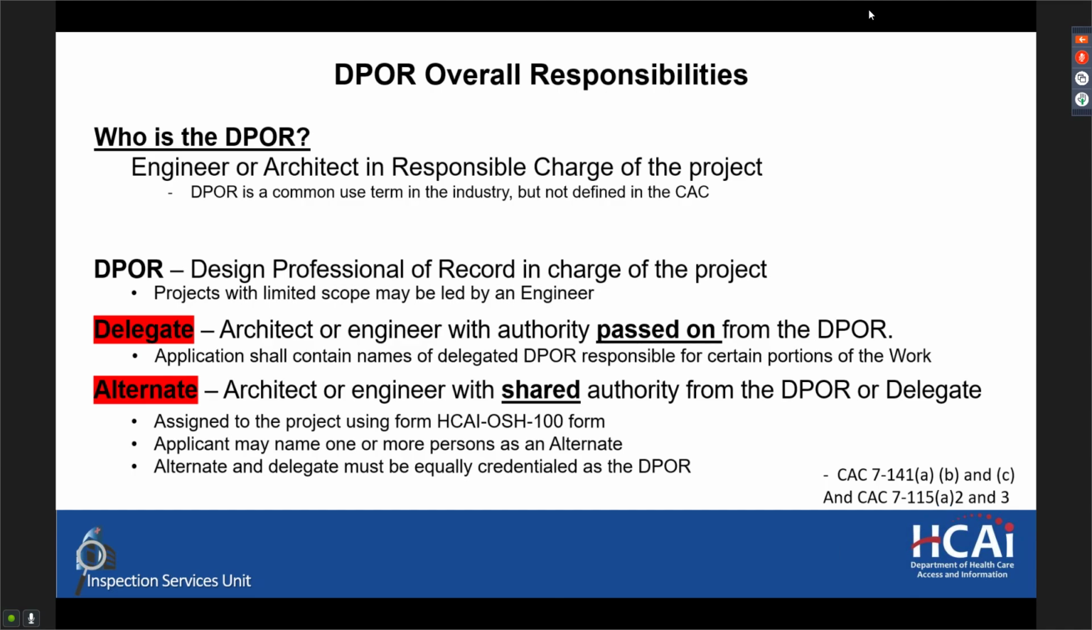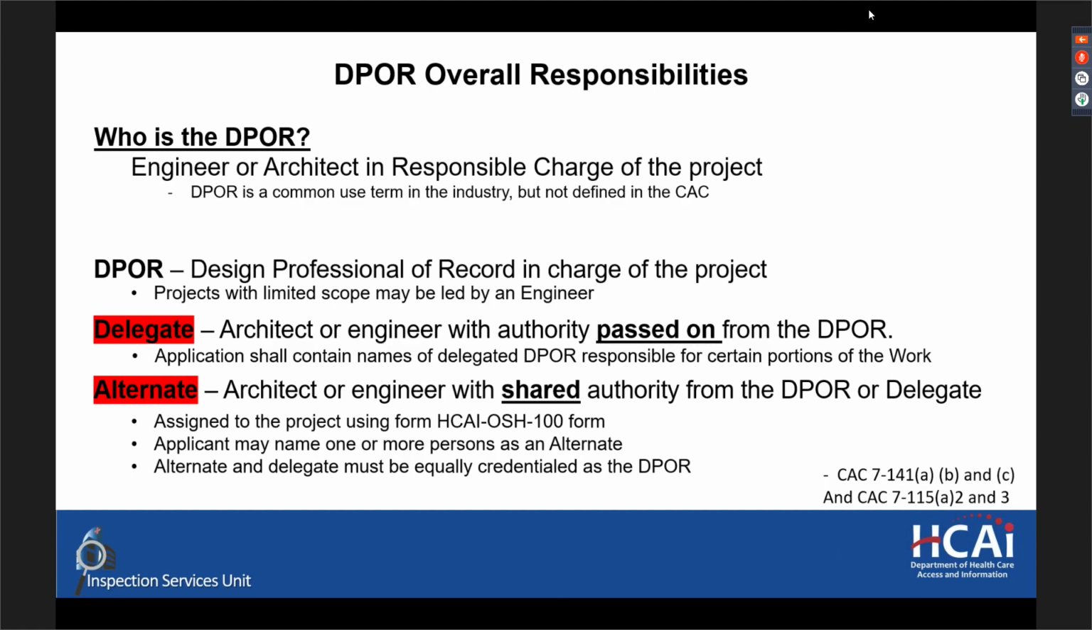Per 7-141 A, B, and C, the design professional of record who's in charge of the project may pass on authority from the DPOR to create a delegate. If that is the case, then the application for the project shall contain the names of the delegated DPOR who's responsible for certain portions of the work. This typically is used in the case of deferred submittals for designs that the architect or engineer in responsible charge is not fully responsible for, but may be designed at a later date to fill out the gaps in the project while it's under initial plan review.